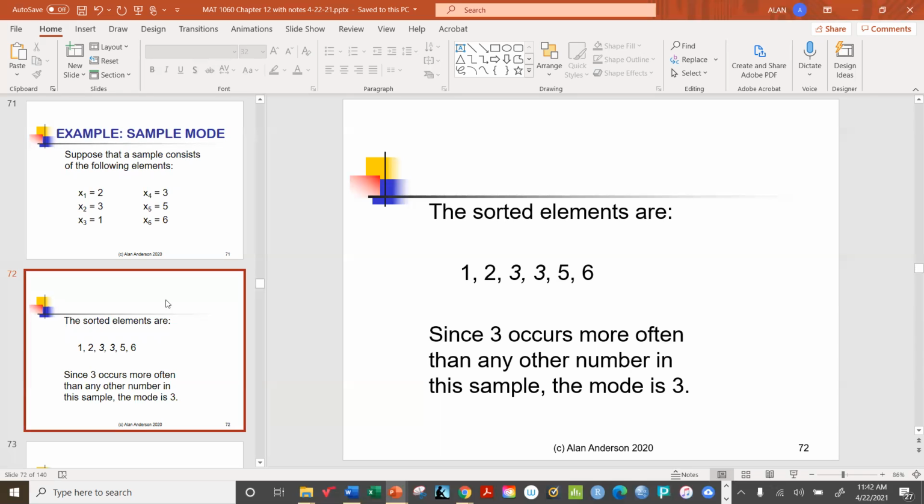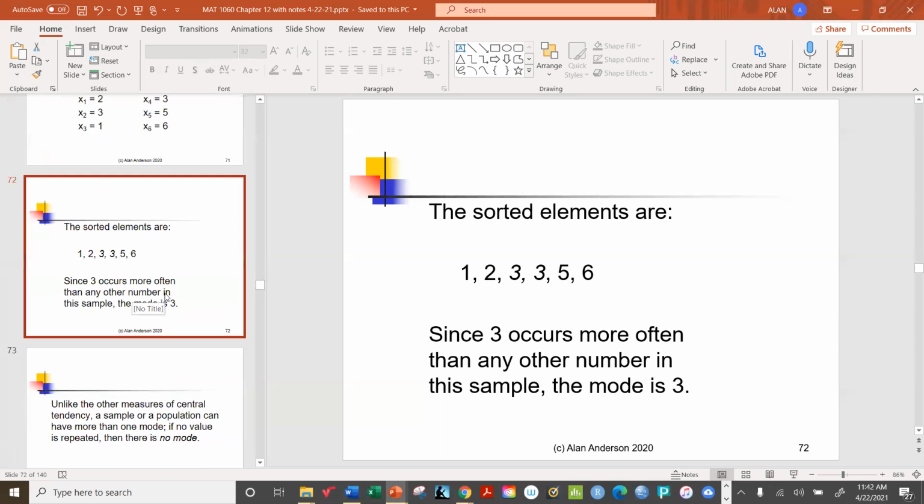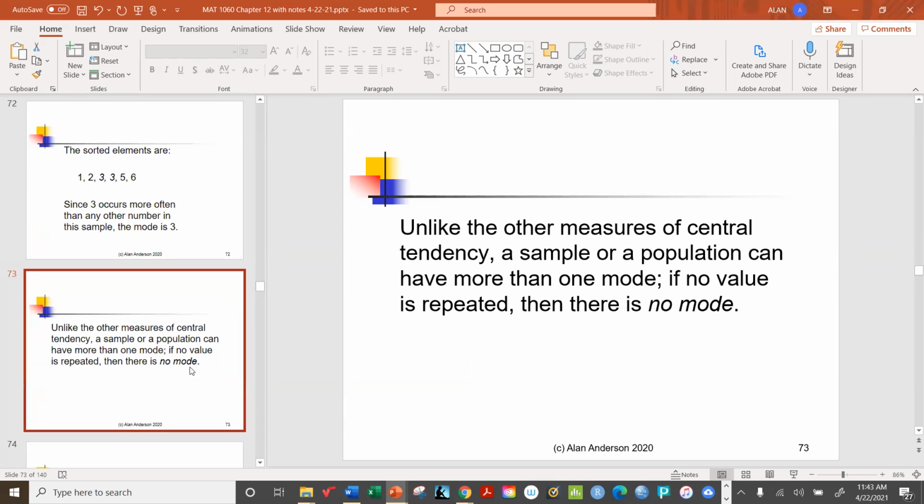Now, there are some quirky things about the mode. It turns out that we could actually have no mode at all. And we can also have more than one mode, which is something you do not see with the mean or the median. Okay, so the mode does not have to be unique, and it does not have to exist.